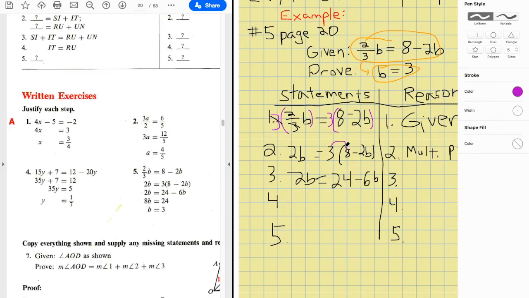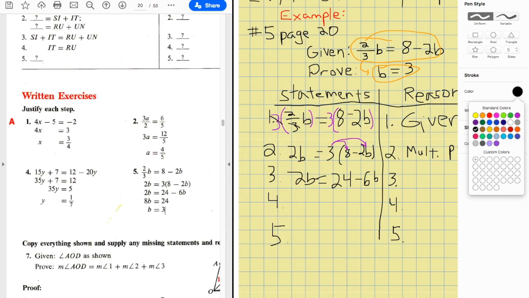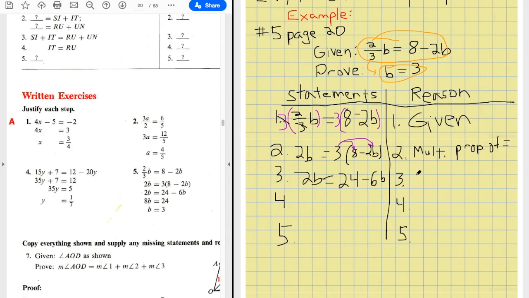You distributed. So remember this? Parentheses means multiply, and this is the distributive property of multiplication over addition or subtraction. So here, these individual terms both got multiplied by 3. 3 times 8 is 24. 3 times negative 2b is negative 6b. So our justification, how our equation changed, is that we distributed. So I'm going to write down here distributive property of equality.